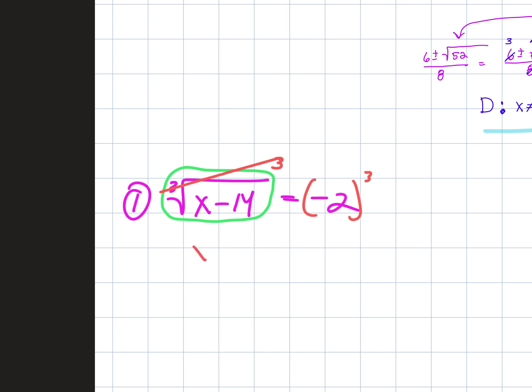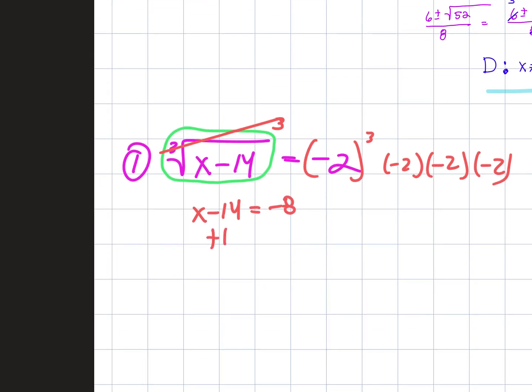So this will cancel out. You have x minus 14 equals, what is -2 cubed? That means -2 times -2 times -2. What is it? -8. Perfect. And then what do we do to both sides? You're going to add 14. So x equals what number? 6.